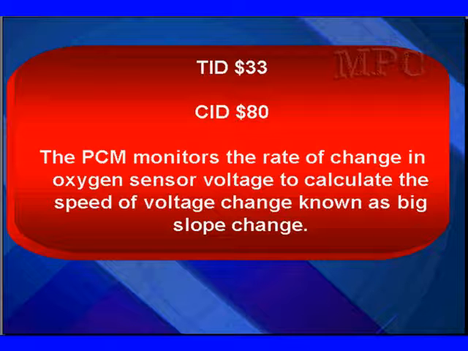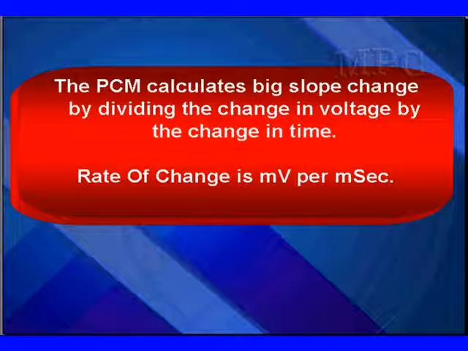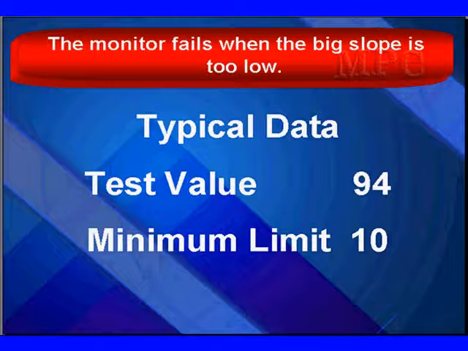Now the PCM monitors the rate of change in oxygen sensor voltage to calculate the speed of the voltage change, known as big slope change. This sounds a little complicated. Let me tell you how we do that. The PCM calculates big slope change by dividing the change in voltage by the change in time. This results in a rate of change. The rate of change is millivolts per millisecond.